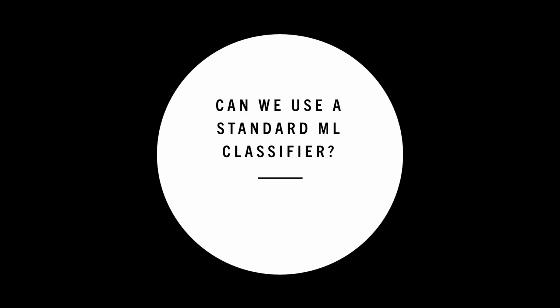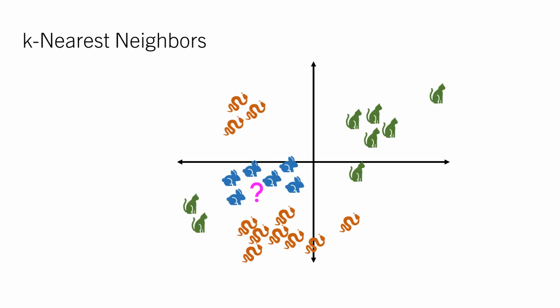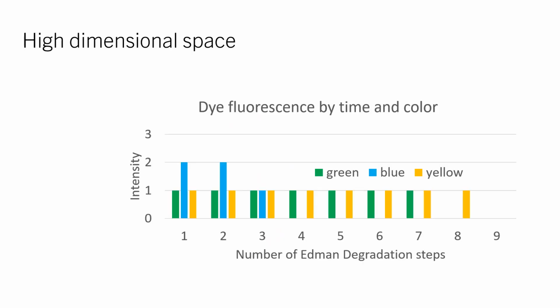So one thing we might try is to use some kind of standard machine learning classifier. One example is k-nearest neighbors. Here, imagine we're trying to classify this purple question mark. What we would do in k-nearest neighbors is essentially ask, what are the nearby data points classified as? In this case, the nearby data points are all blue bunnies, and so we would probably assume that this purple question mark is a blue bunny. There are ways to do this with more mathematical rigor, but this is the basic idea.